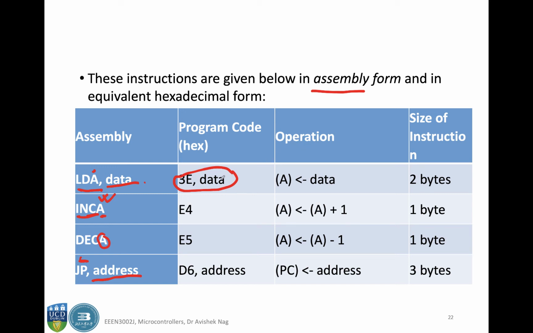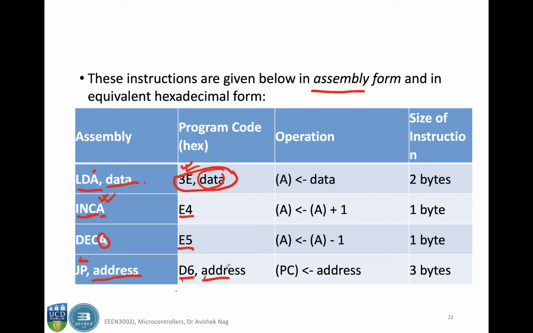So load A, there is an equivalent hex code to load A, which is 3E. Okay, so 3E followed by whatever data is stored in your memory. And then for increment A you have the hex equivalent of E4. For decrement you have E5. For jump you have D6 with this address.